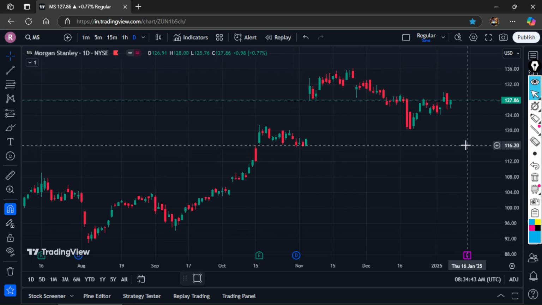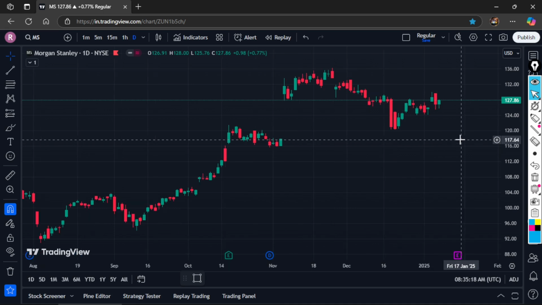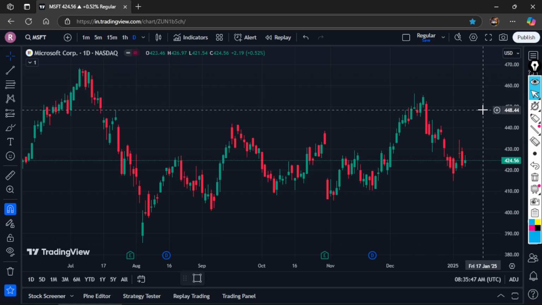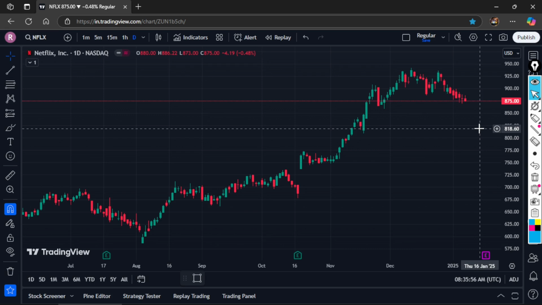If the scenario comes, we are going to take the trade with a proper SL, and if the scenario doesn't work out, we are just going to hit an SL. But if the scenario works out, then we are going to make some profit out of it. So here MS is in the no trading zone, so we are just going to wait. Here in Microsoft, it is in the no trading zone, so we are just going to avoid it for the moment and look at another stock.